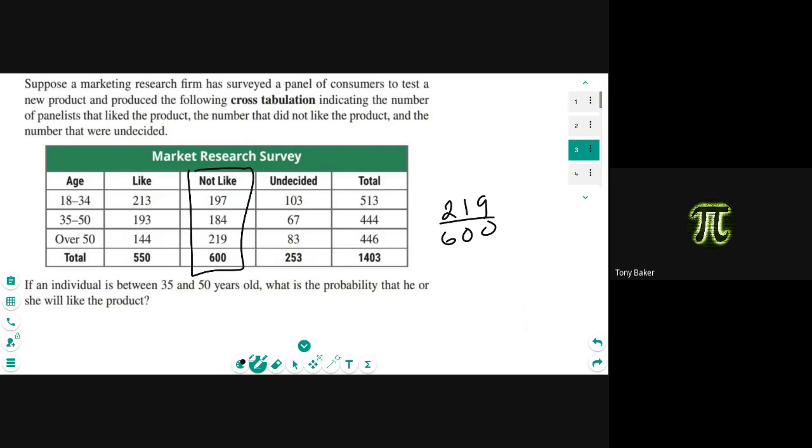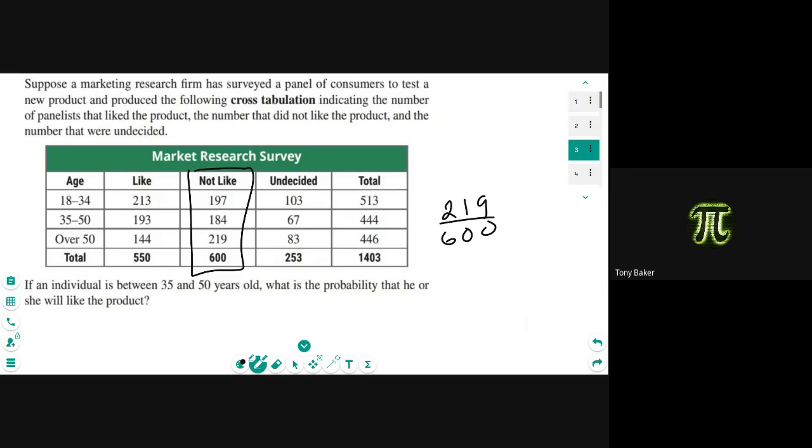What's the question? Why wouldn't it be 446? Because I'm giving you not liked. I'm telling you that they don't like the product. Okay, so that's the group that we're looking at, the not liked. 446 isn't not liked. 446 is over 50. 446 is not in that not liked column at all. Not liked is up and down.